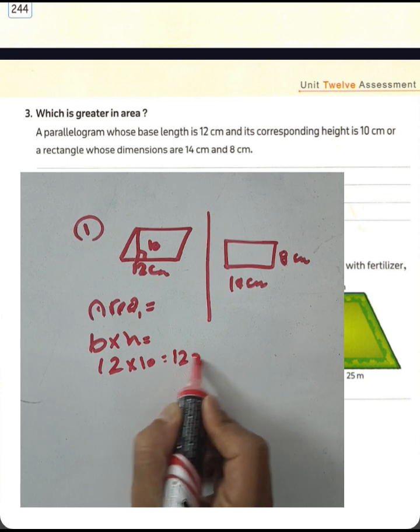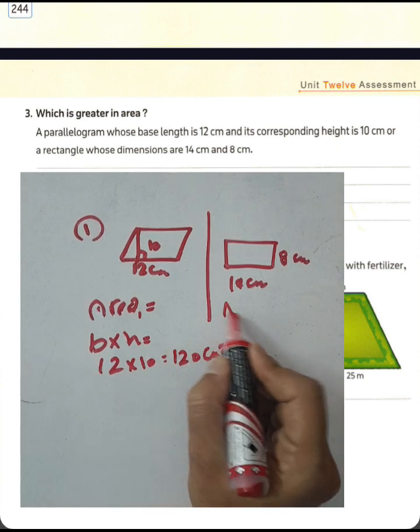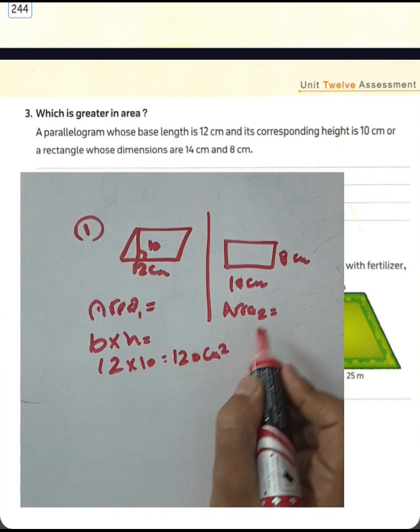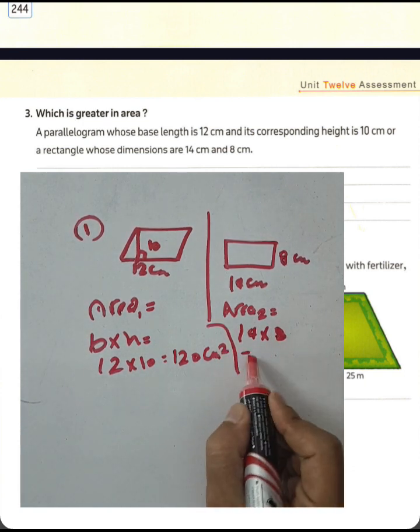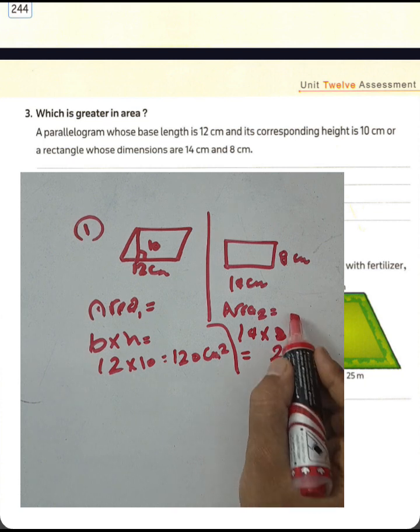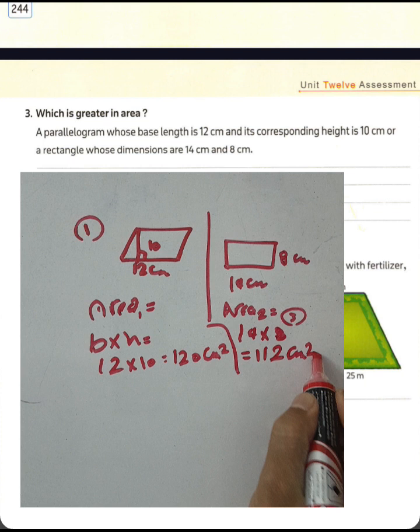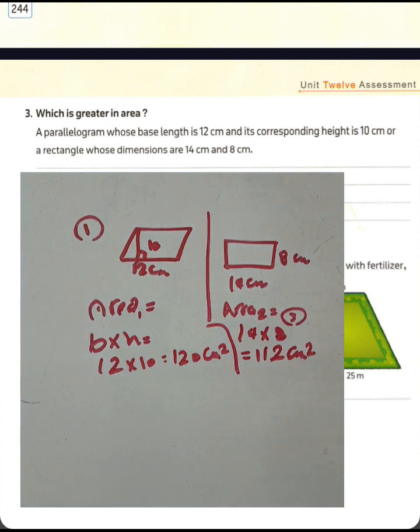It will be 120 square centimeter, and the area of the rectangle will be 14 product by 8. 4 times 8 equals 32. Write 2 and carry 3. 1 times 8 equals 8. 8 plus 3 equals 11. It will be 112 square centimeter.